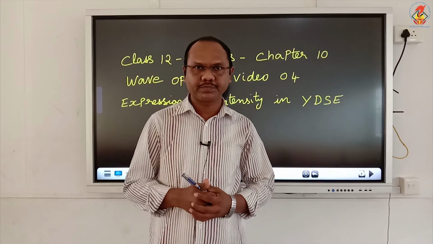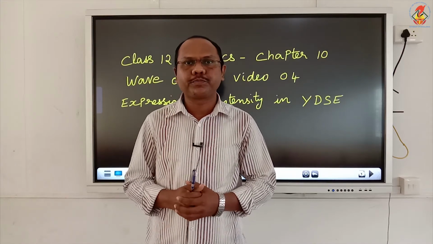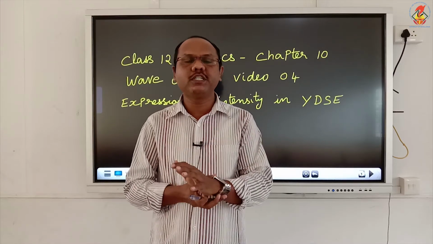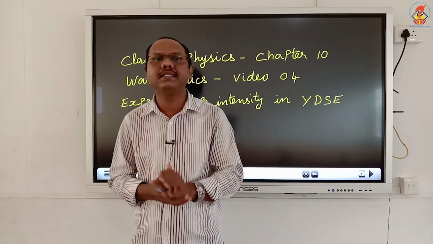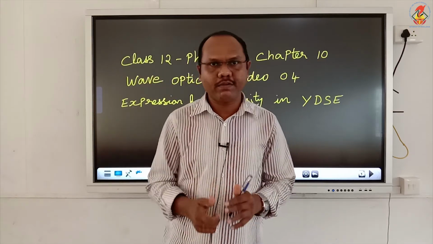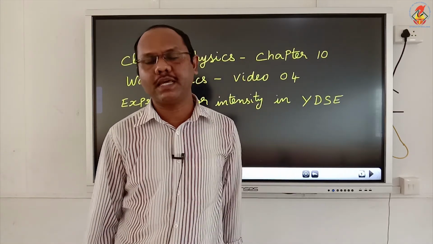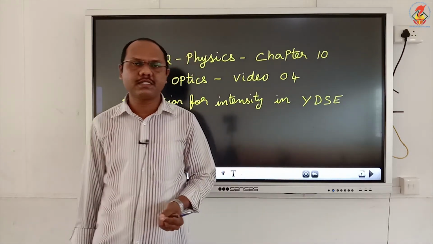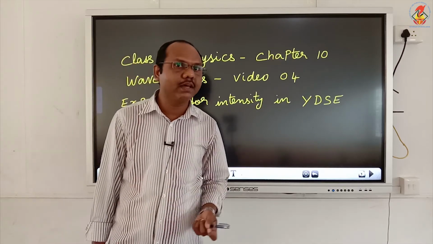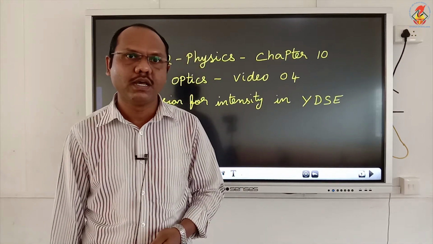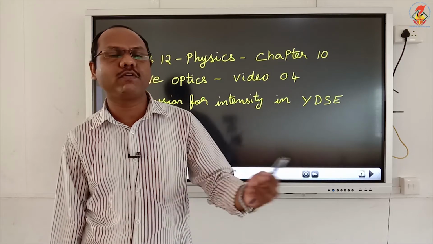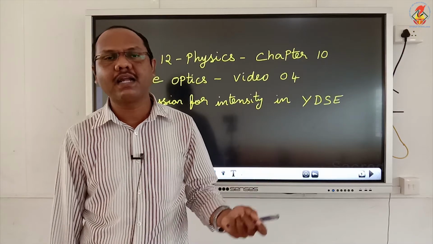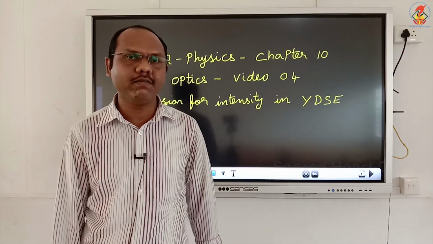Good morning, students. In this section, we are going to derive an expression for the intensity of the resultant wave in Young's double slit experiment. In the last section we studied interference, constructive interference and destructive interference. The point where we get a bright fringe is called constructive interference, and the region where we get dark fringes is called destructive interference.